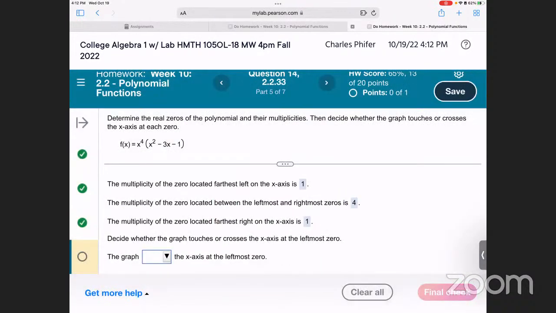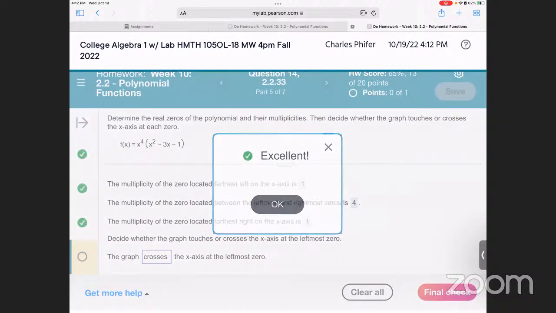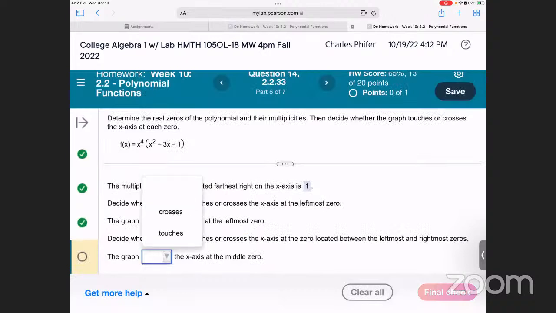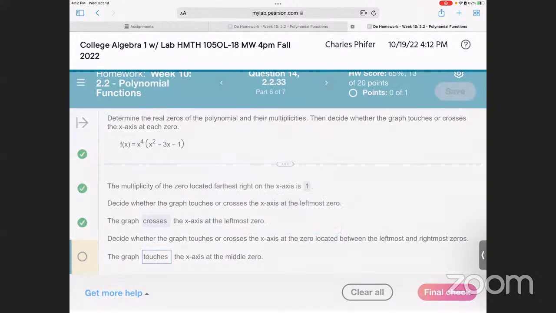So the leftmost zero, because it has an odd multiplicity, is going to cross the x-axis. The middle zero, because it has an even multiplicity, is going to bounce. And that last one is going to cross.